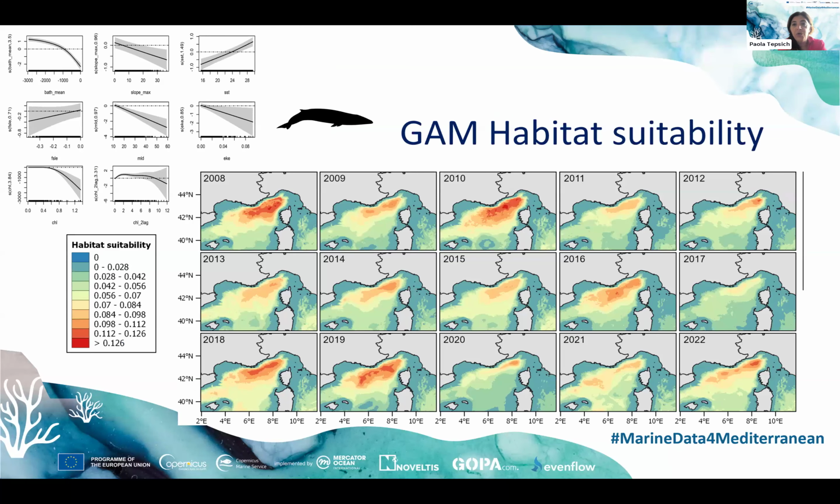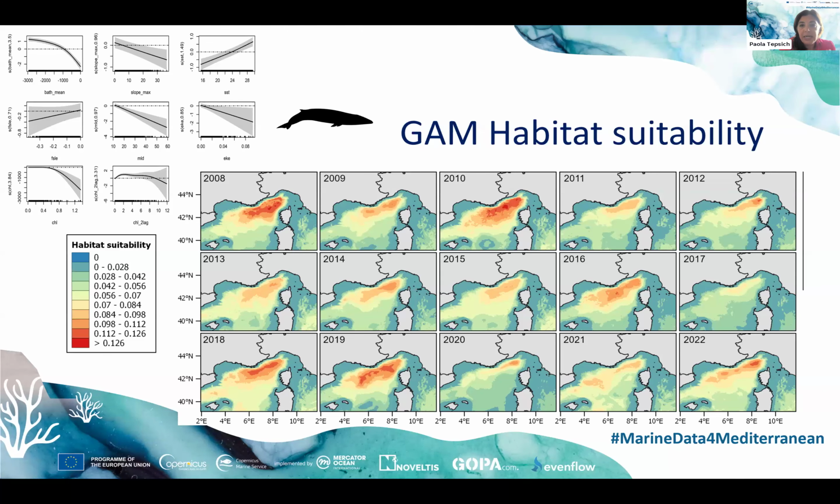For brevity, I will show only the results gained by the use of generalized additive models, but the paper also explores other modeling frameworks. But GAMs in particular have been applied to understand the habitat suitability, so to understand the areas where the species is more likely to be present. And again, we can see a strong interannual variability, both in the amplitude of the area where the species could be present, and especially in the intensity of the presence of the whales.